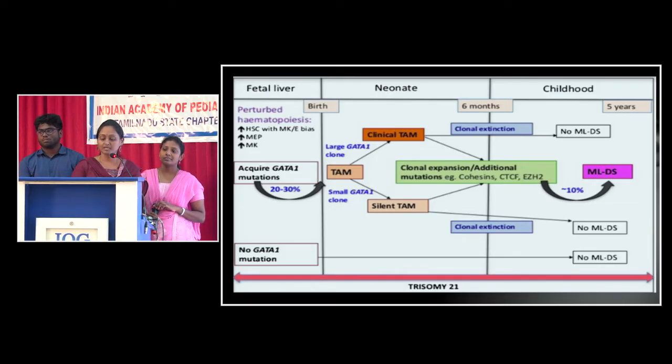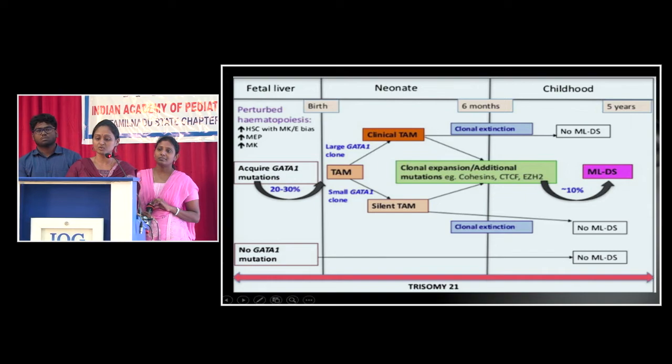So this TAM can be clinically present. If there is a large GATA1 clone, they present clinically with some amount of blasts. If the GATA1 clone is small, they will present as a silent TAM. Both clinical TAM and silent TAM, 80% of them go for regression. And some 20% of them, when they acquire additional mutations, go on to Down syndrome acute leukemia. So this is the difference between TAM and Down syndrome leukemia.